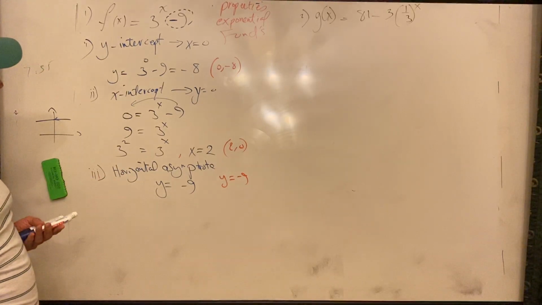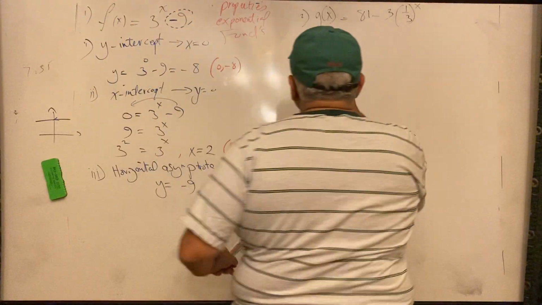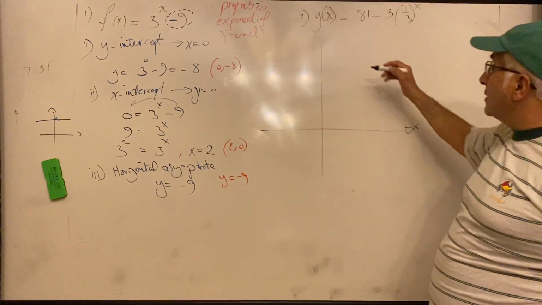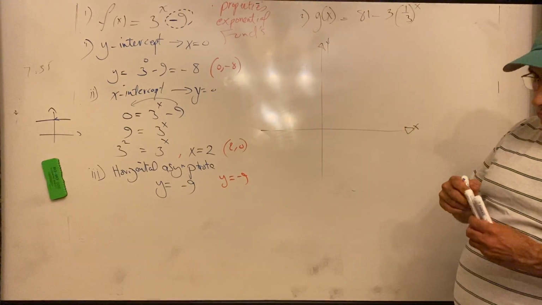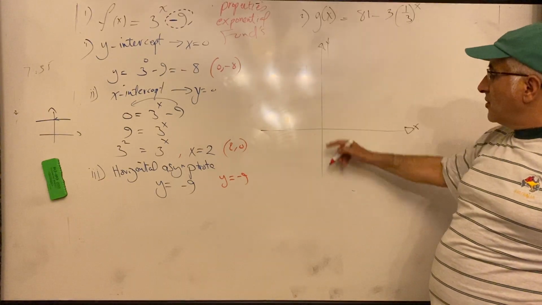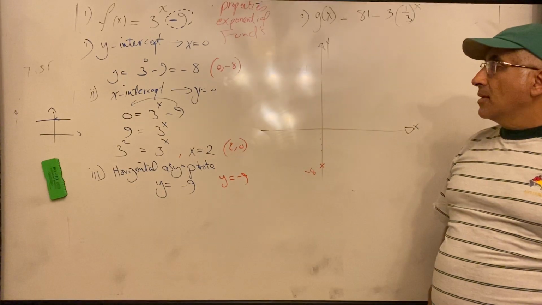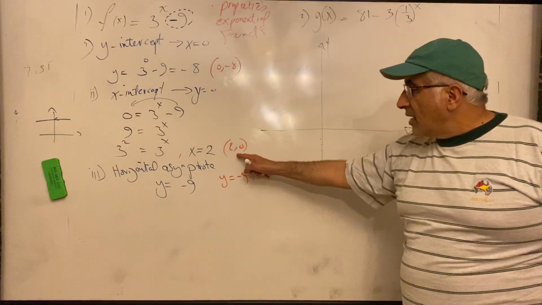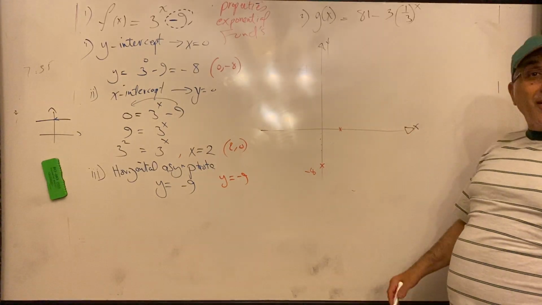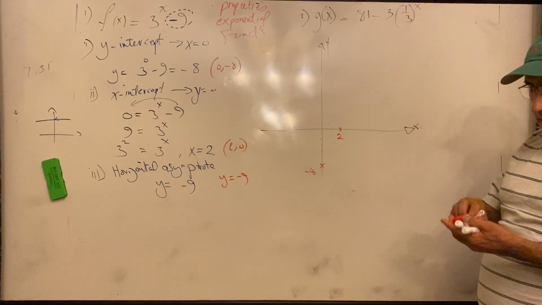What else do we need? Let's have a sketch of that. This is my y-axis. This is my x-axis. And my (0, -8) is somewhere on the y-axis, so this is negative 8. There is no point in counting 1, 2, 3, 4, 5; it's a waste of time. Make it proportional. For the x-intercept, if that's 8, that's 4, that's 2. This is 2.